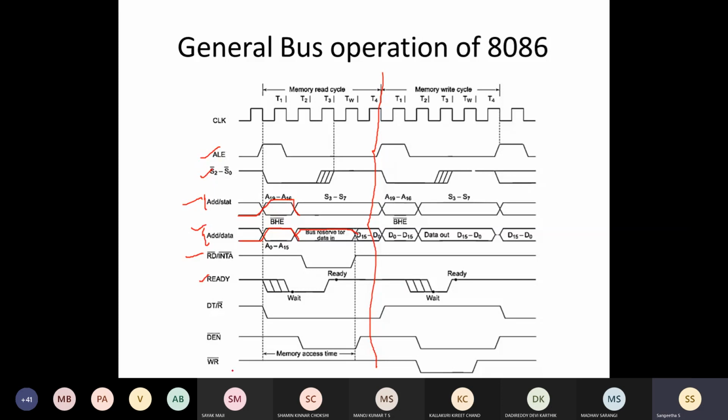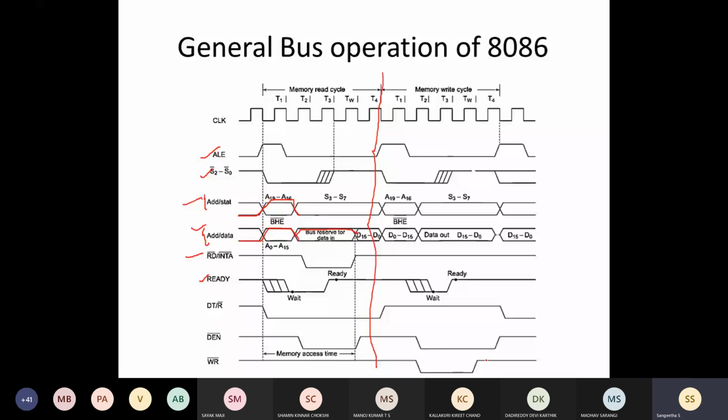And write bar. If it is low, it means a write operation is carried out. Since this is a read cycle, this will be high only. During the write cycle, this will be low, indicating a write operation is carried out by the processor into some memory location. So we have seen the read cycle.